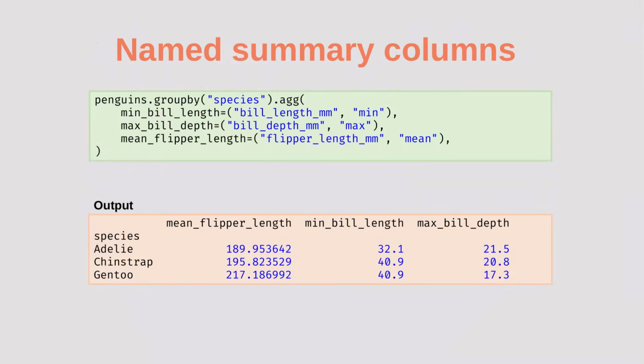By combining agg with group by, we can take our data exploration to the next level. For example, say we want the minimum, maximum, and mean for each of bill length, bill depth, and flipper length respectively. We can do this by passing a dictionary with named aggregations to agg. Each entry uses a tuple, where the first element is the column name and the second element is the aggregation function. The key we assign becomes the name of the resulting column in the output. This way we get clearly labeled summary statistics all in one table.